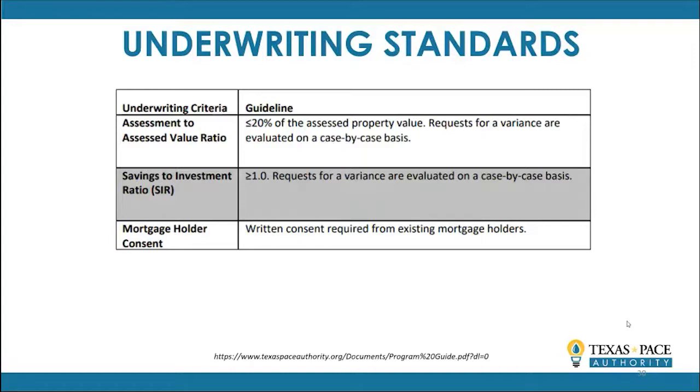There's also the requirement that the project savings are equal to or greater than the investment, as the goal is for this project to be cash flow positive. And then, as mentioned, if there's a mortgage on the property, there is a requirement that the mortgage holder grant written consent to the PACE lien.